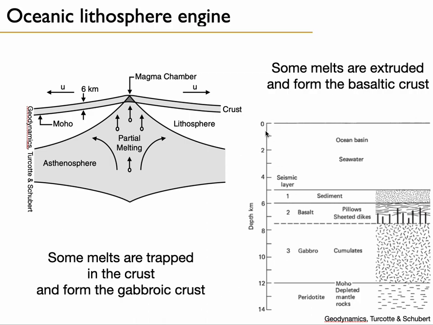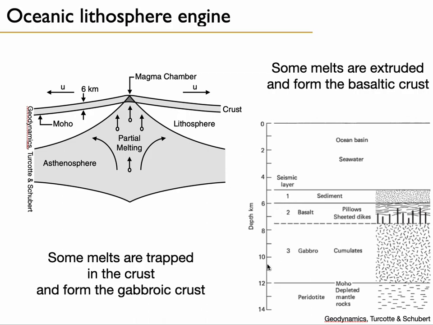crust. So this is a section through an oceanic crust or oceanic lithosphere. So you will have the gabbroid crust, which has been trapped. So this is the Moho here. You have the peridotite below. And the melts which are not trapped are extruded. These ones are forming the basaltic crust. So that's the shallowest part. So you see that this section is about 6 kilometers here. So you have trapped melts that become gabbros and extruded melts or liquids that become basalts.